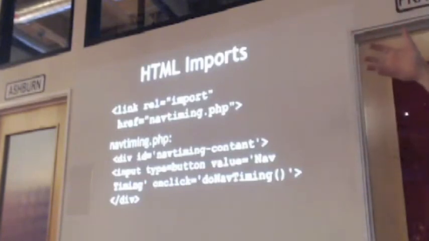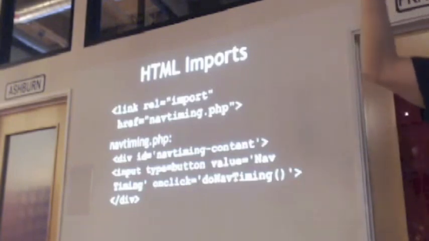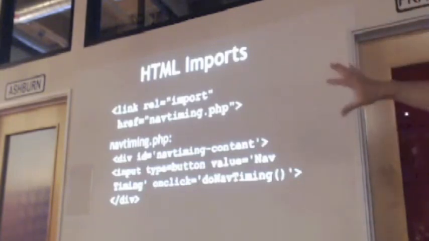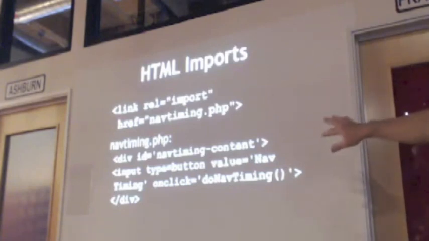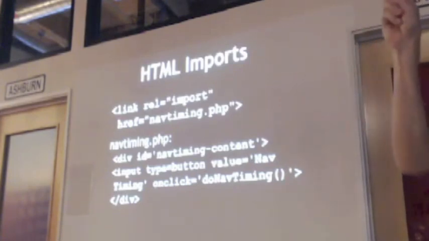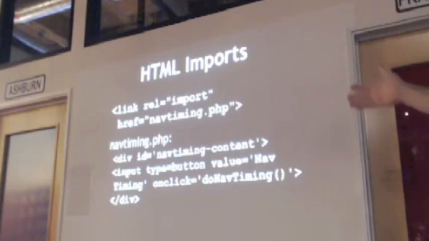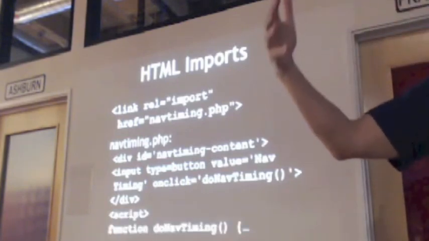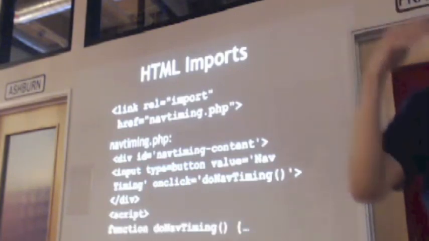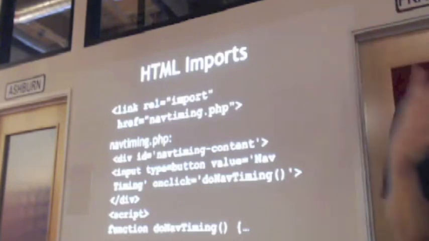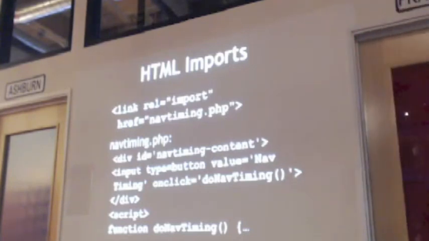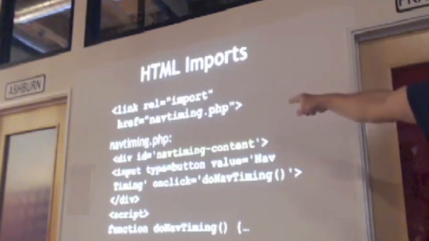It's going to contain this HTML, and it actually has an open HTML tag and an open body tag, but I left those out just to have room so you can read it. But here's the guts of the nav timing web component. It's just a container that has a button in it, and when you click the button, it calls this function do nav timing, and then there's actual script in the import navtiming.php that implements that function. It pulls up the nav timing out of window.performance.timings. Now, this div ID is important. Let's remember that. Nav timing -content.